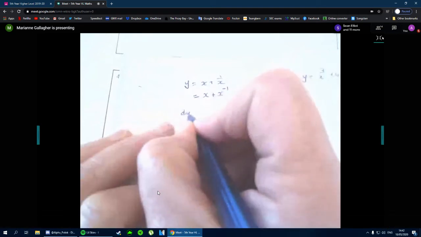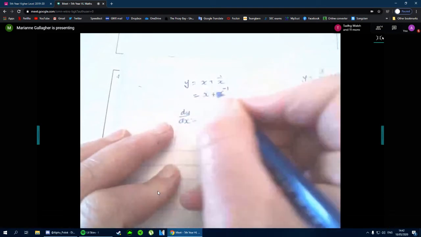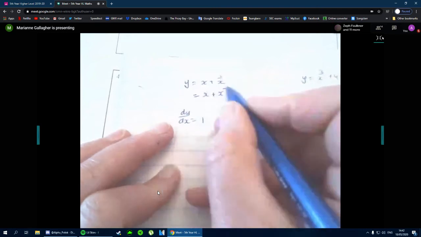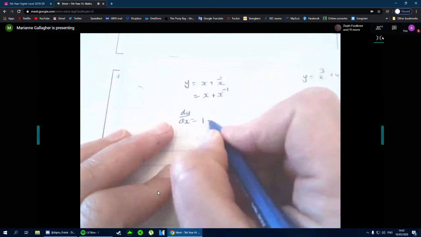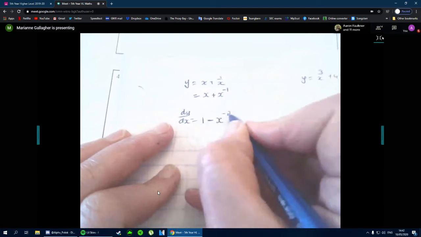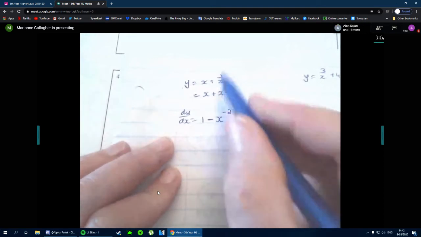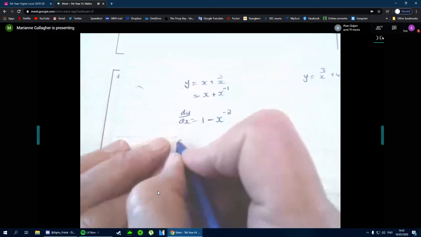So dy dx, if I differentiate this, I bring down the 1, that just becomes 1. And then for this, I bring down the minus 1, so that becomes minus 1 times x, and then take away 1, x to the minus 2. Okay? Now, I'm not going to change it back yet because I have to differentiate again.